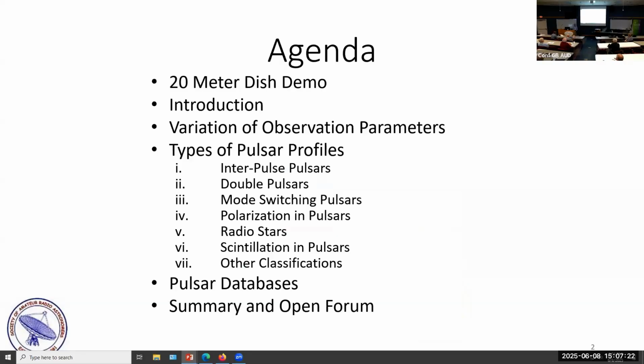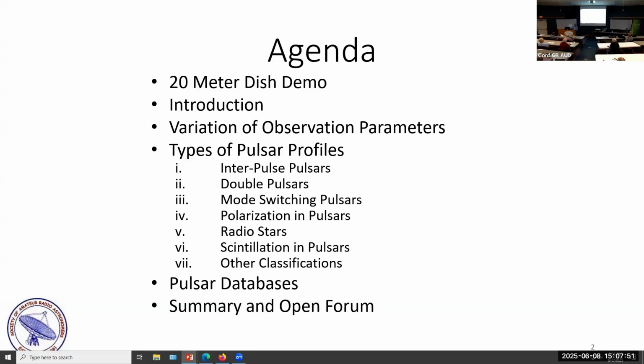Every year, when I get a new subject topic for the 20-meter, I'm still learning how to use it after all these years. Every year I have to think about what else the 20-meter telescope can bring here. And this year, pulsar profiles. They were also one of the modes of the 20-meter telescope already.